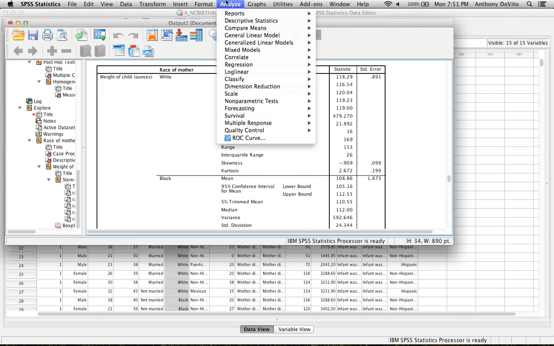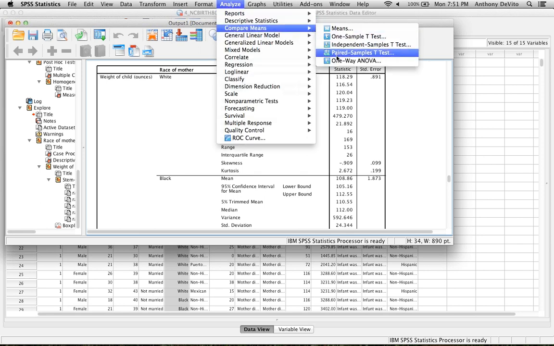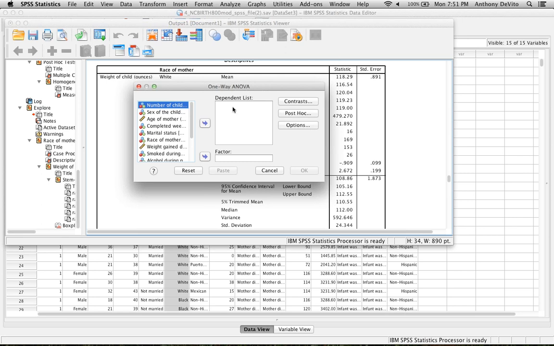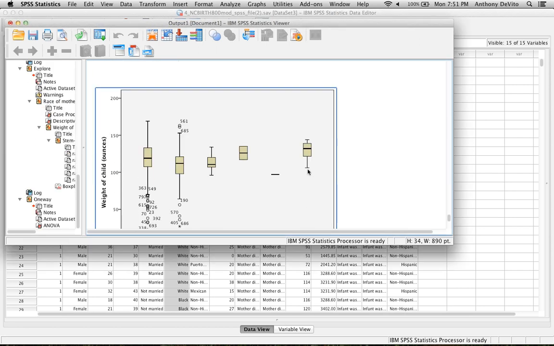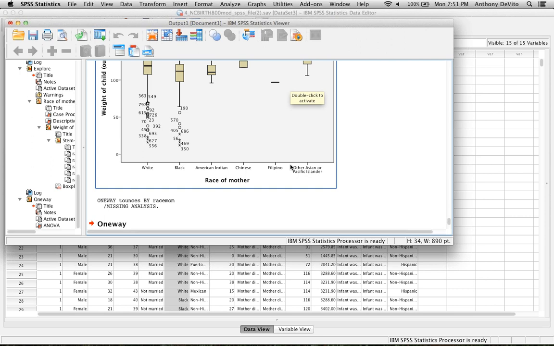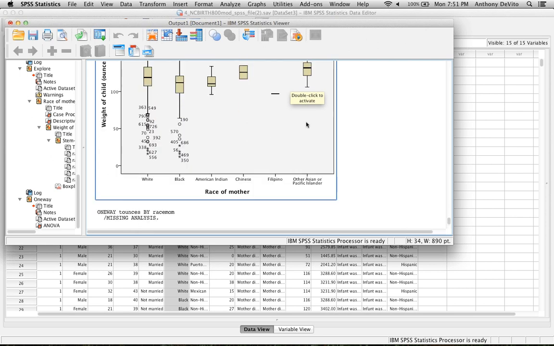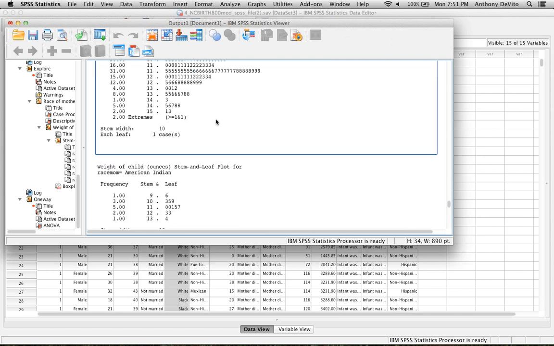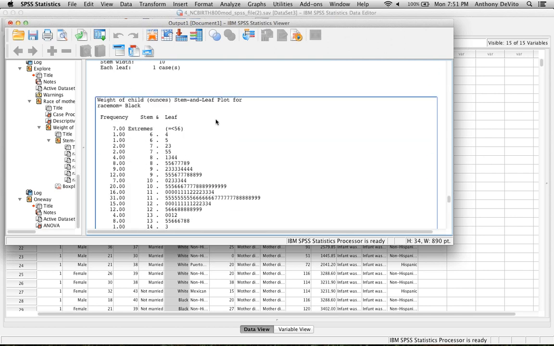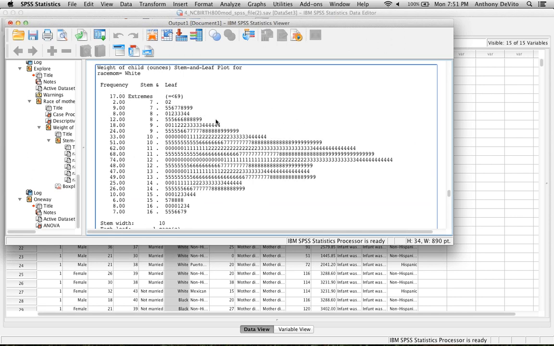So I'm going to say analyze, compare means, one-way analysis of variance. I'm going to move the weight of the child into the dependent list. That's actually what I'm calculating the mean of, and the race of the mother into the factor list. And I'm going to say okay. I'm not going to hit post hoc yet. Now we can see that there's differences here. Look at the differences in variability. Very big difference between the sample sizes here as well. And look, they look kind of normally distributed, right?